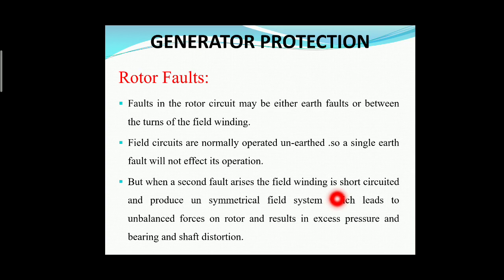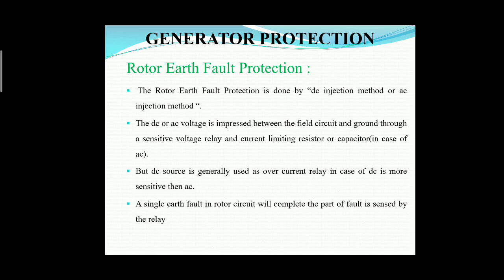Next is the rotor temperature alarm. When the temperature of the rotor increases, we give an alarm signal. Next is the automatic field suppression and use of neutral circuit breakers, and the alternative arrangement of the field suppression. These are the various rotor protections.